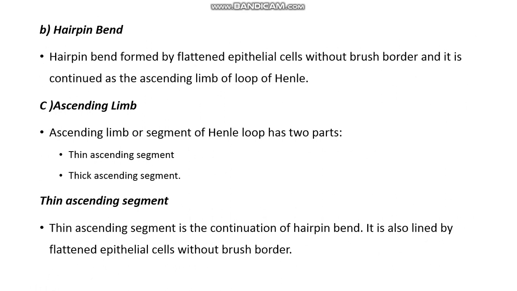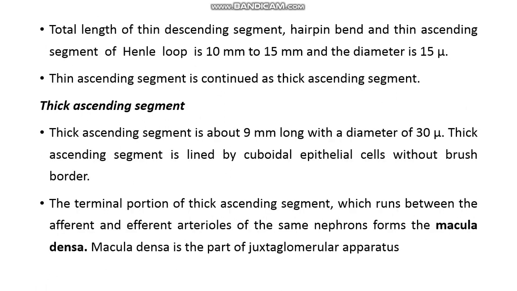Now we have reached the thin ascending segment. The thin ascending segment is a continuation of the hairpin bend, and it is also lined by flattened epithelial cells without brush border. The total length of the thin descending segment, hairpin bend, and thin ascending segment of Henle's loop is 10 mm to 15 mm, and the diameter is 15 micrometer.